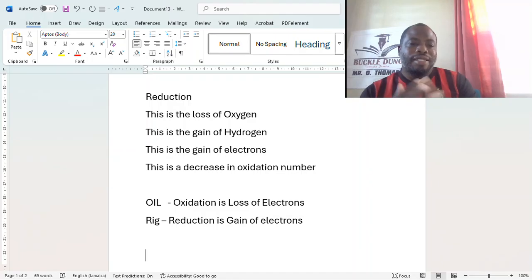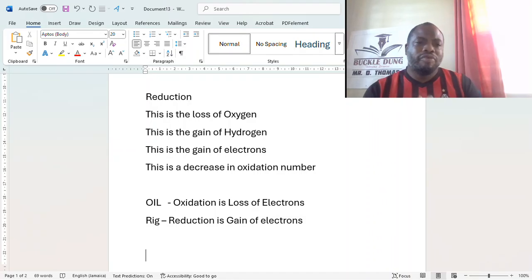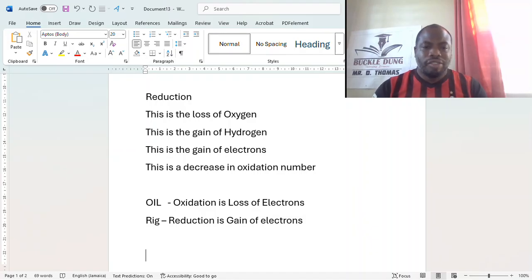But as I said, it's limited. It won't talk to you about the oxygen. It won't talk to you about the hydrogen. It won't talk to you about the decrease or increase in oxidation number. You will just be focusing on the electrons, which most of the time is what they ask you in a question along that line. So it's limited in terms of giving you information about oxidation and reduction, but it is something that can help you.